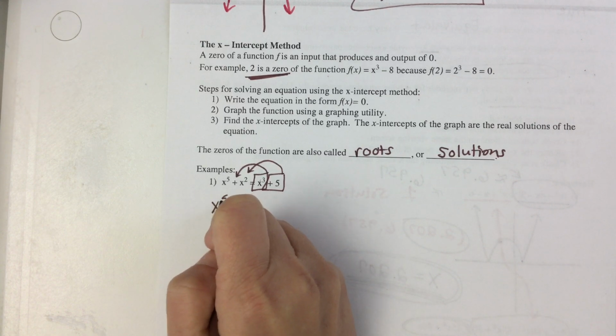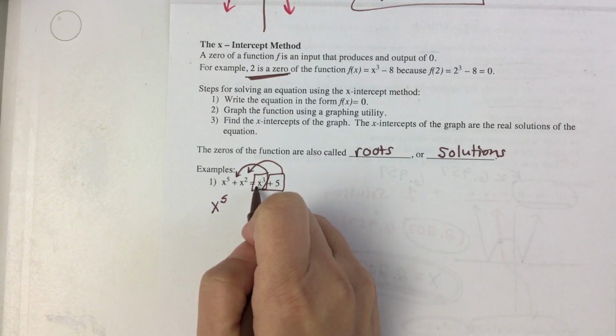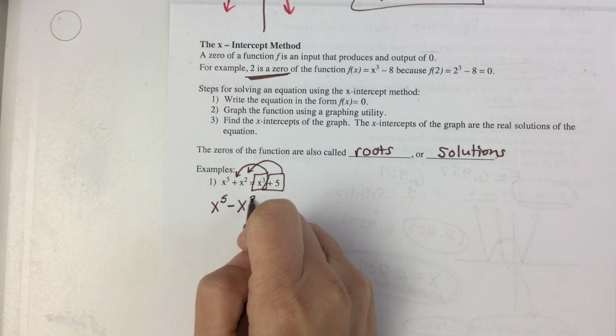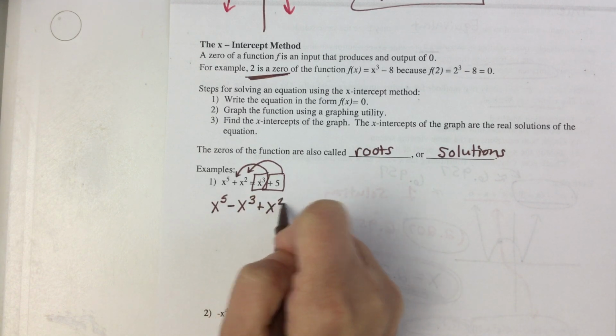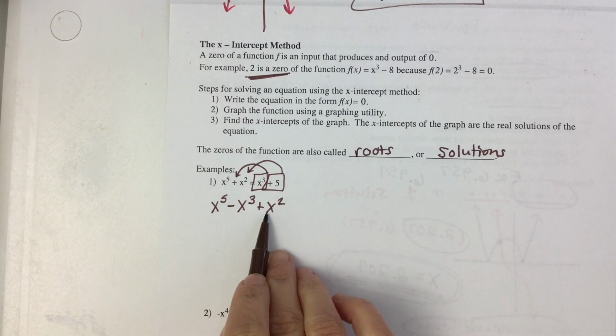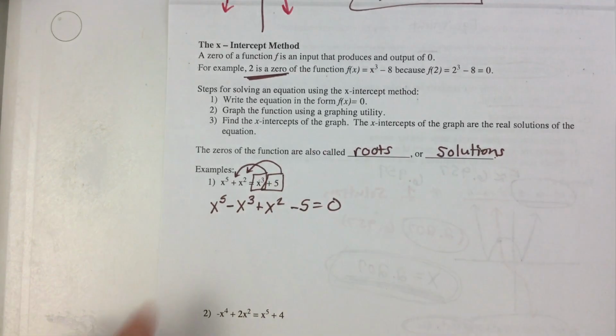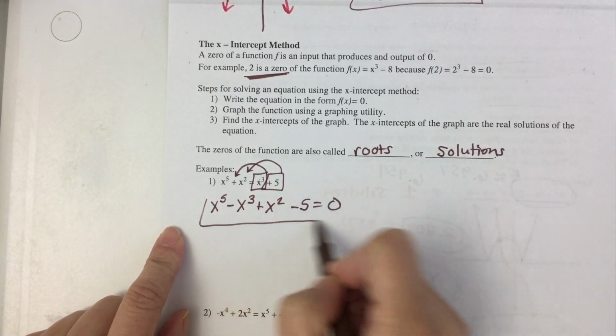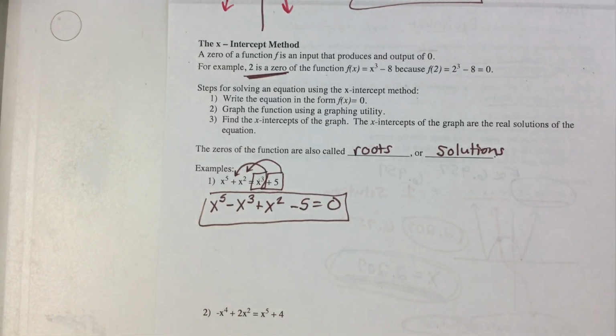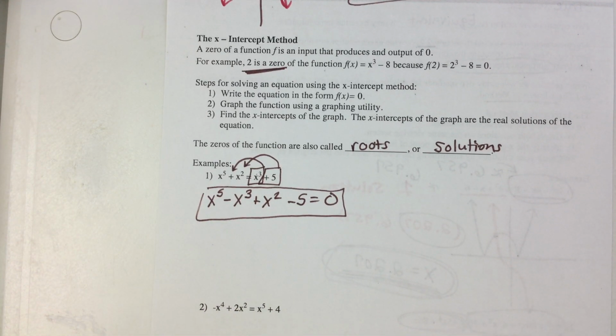So I would have x to the power of 5. This is x cubed. It's positive here, so I have to minus it here. This is a positive x squared. It remained positive because I left it on this side. Plus 5, go ahead and minus. So now it's set equal to 0. So that is step 1. If you are using the x-intercept method, you have to have it set equal to 0 first.